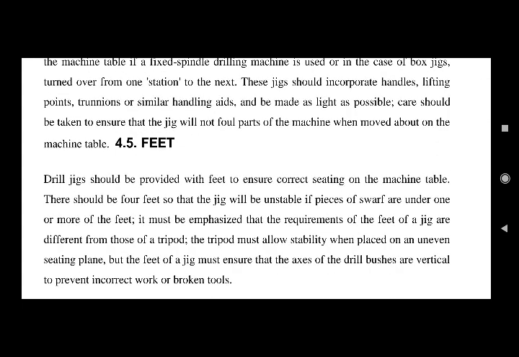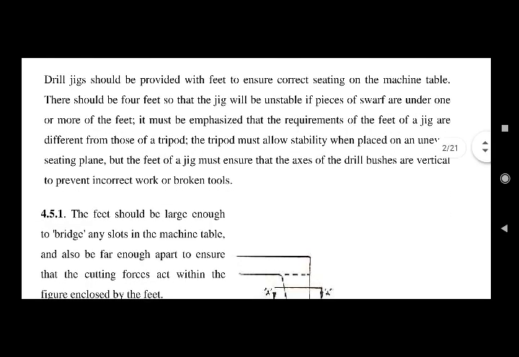Now, what are the feet? The feet are the bottom part of the jig that will provide stability to ensure correct seating on the machine table. There should be 4 feet so that the jig will not be unstable if pieces of swarf are under one or more of the feet. It must be emphasized that the requirements of the feet of a jig are different from those of a tripod. The tripod must allow stability when placed on an even or uneven surface, but the feet of a jig must ensure that the axis of the drill bushes are vertical to prevent incorrect work or broken tools.